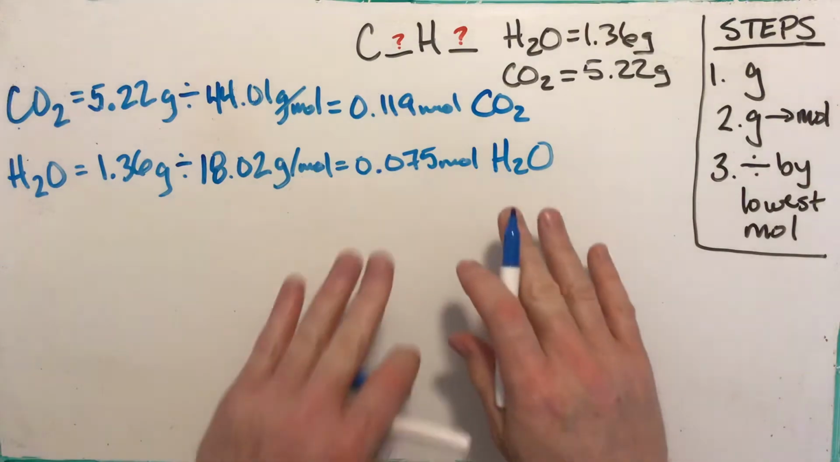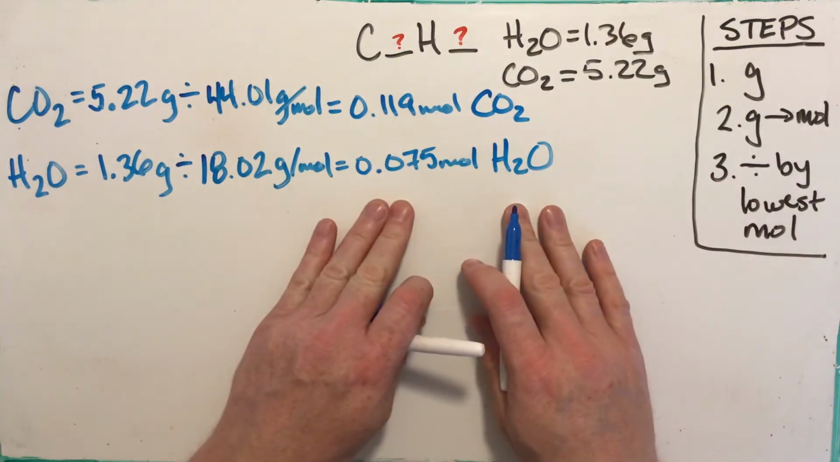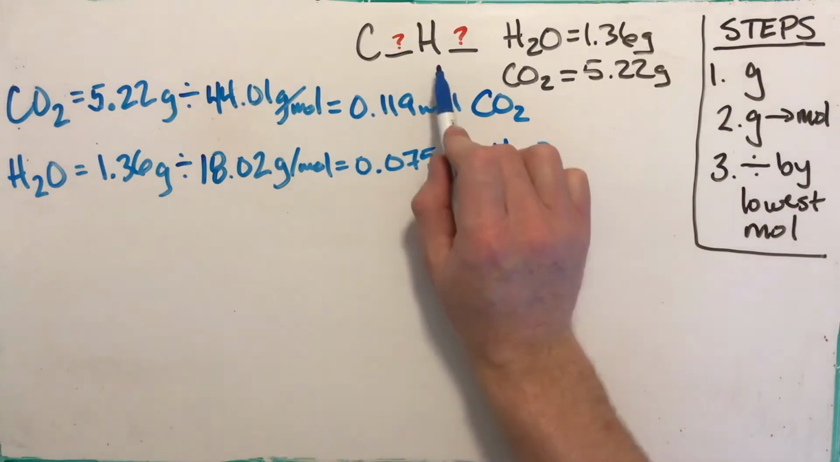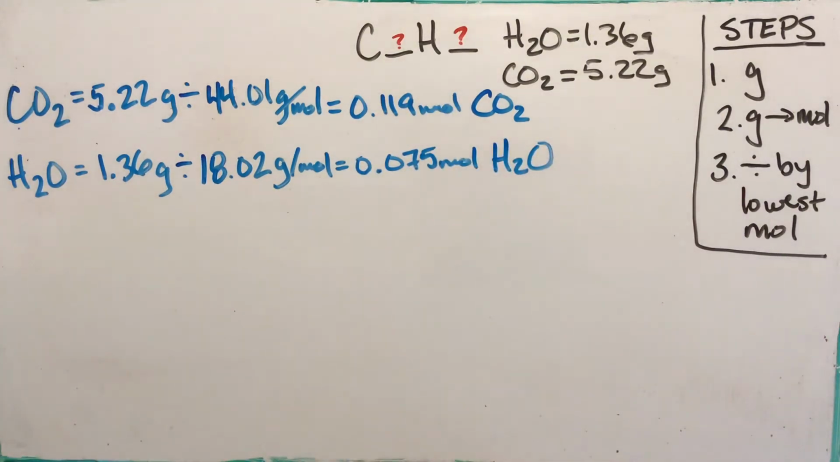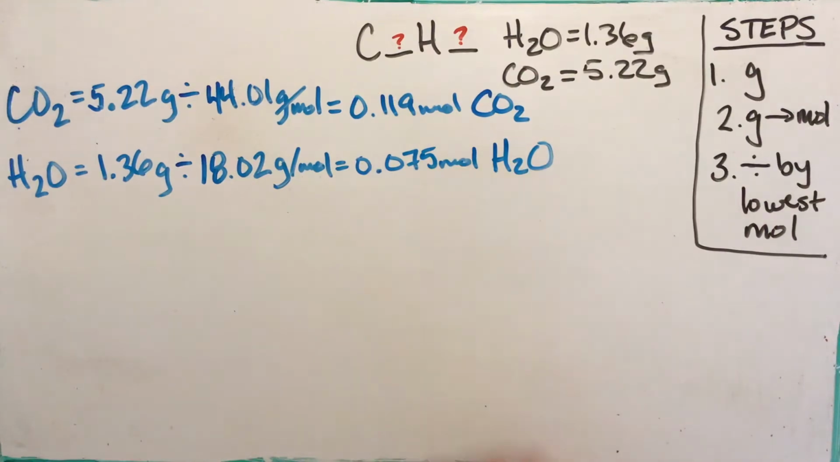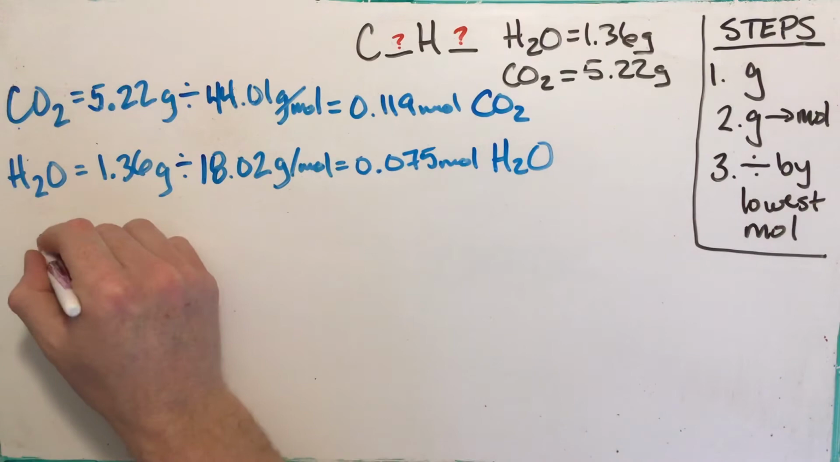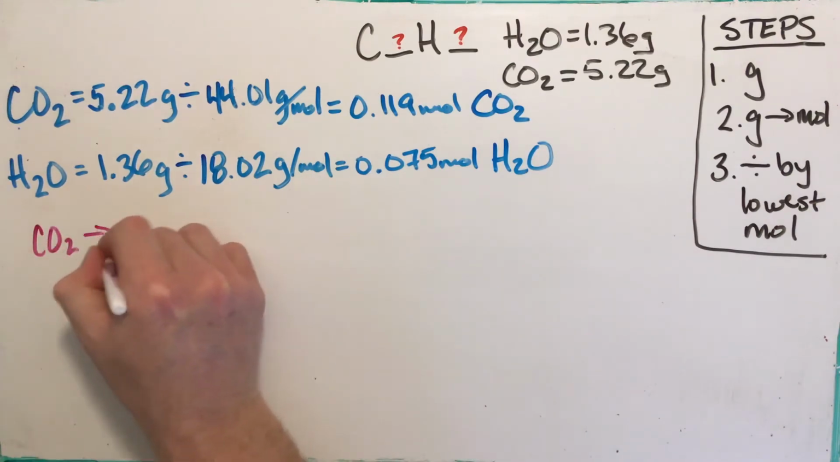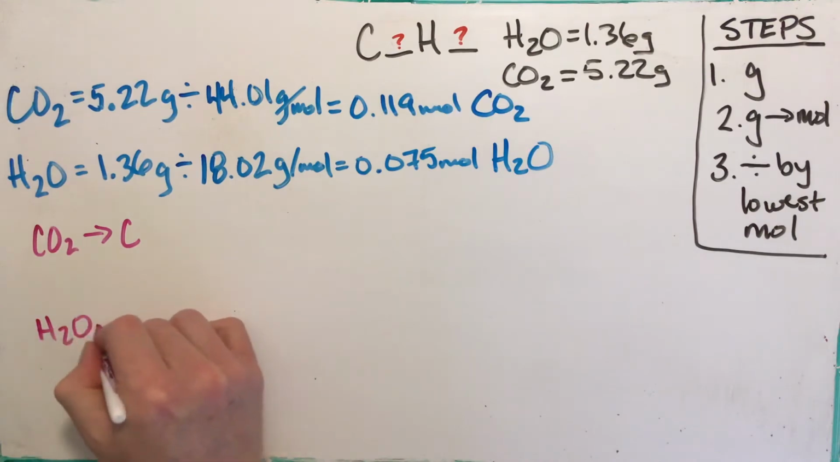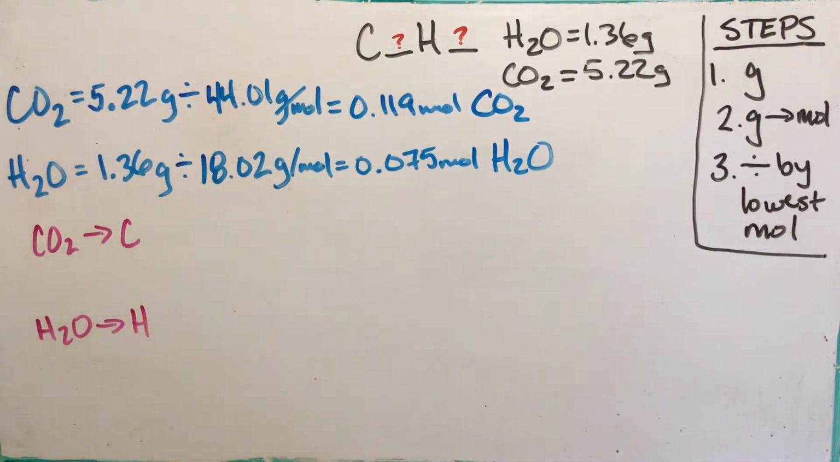So I can't divide by the lowest mole number yet because I need moles of carbon and moles of hydrogen to do that. And I don't have moles of carbon and hydrogen. So this is the extra step. I'm going to do the extra step involved with carbon-hydrogen analysis in pink. So I'm going to bring this stuff down here. So CO2, I've got to convert that into C. And H2O, I've got to convert that into H.